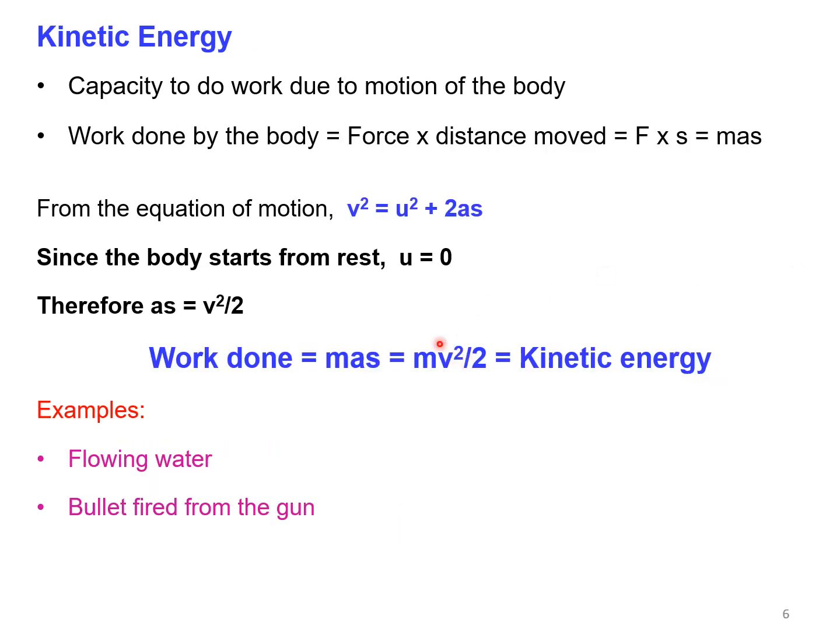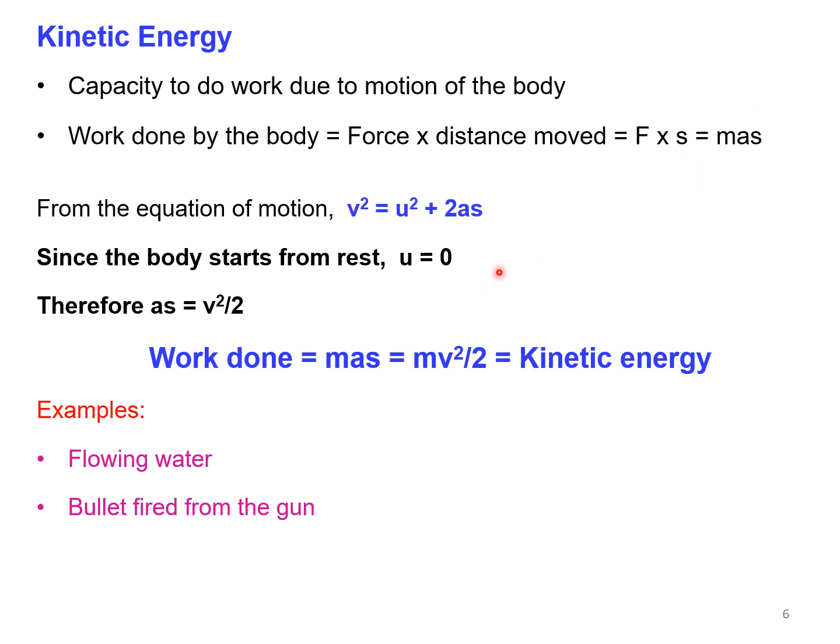And coming to the kinetic energy, here it is the capacity to do work due to the motion of the body. Again, it is calculated from the work done by the body, which is force into distance moved. So F into S, where F is equal to M into A. So M A S. This is the kinetic energy.